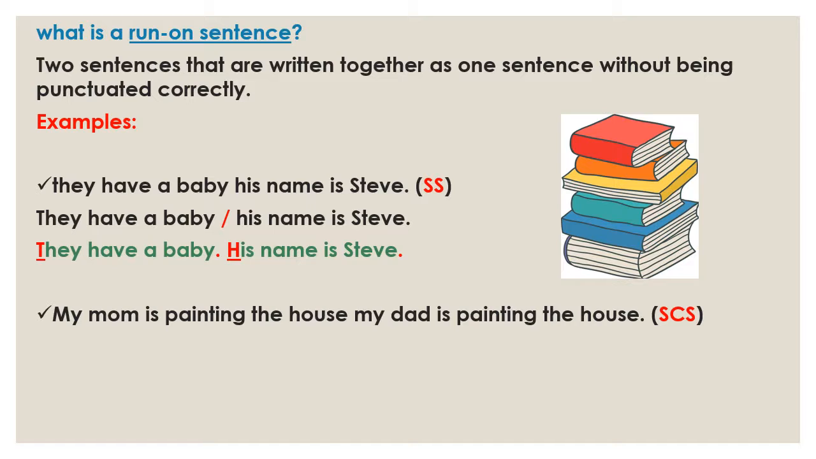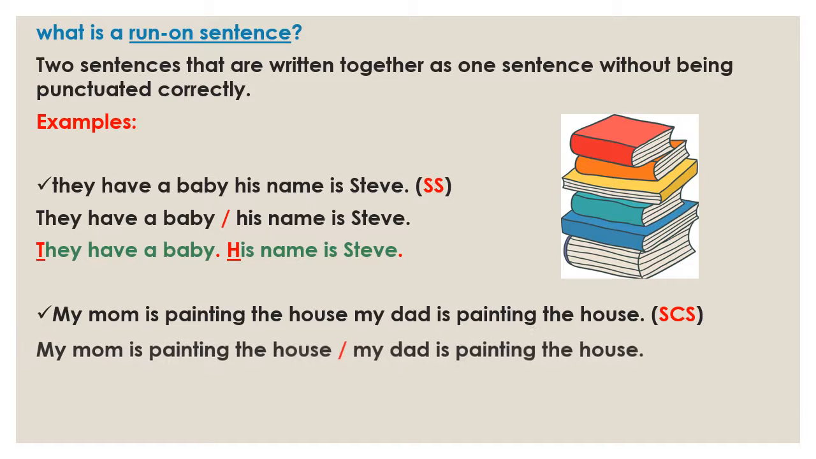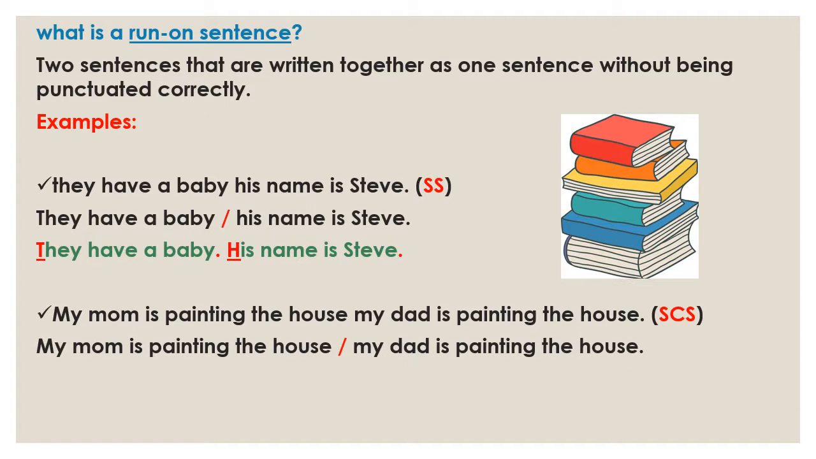SCS. It means I'm going to change it into a simple sentence by putting a compound subject. So I'm going to change it into a simple sentence with a compound subject. Now, first of all, I'm going to put a slash so I know how many sentences we have. I'm going to put a red slash between the two sentences, and then I can tell that they are asking me for a compound subject. It means I'm going to put two subjects together. Mom and dad are the subjects. So I'm going to put them together.